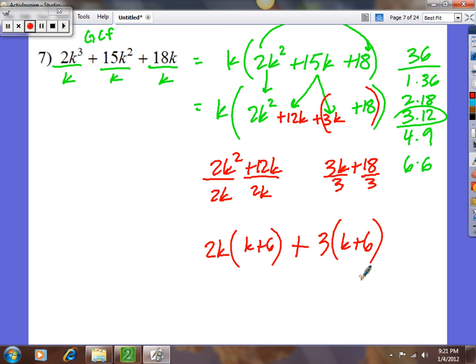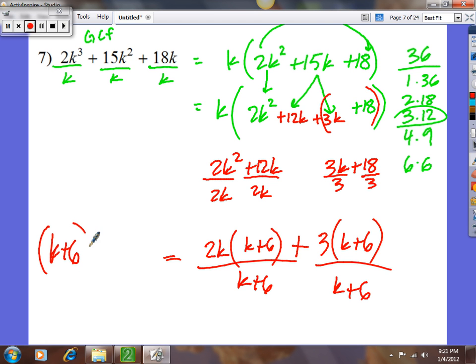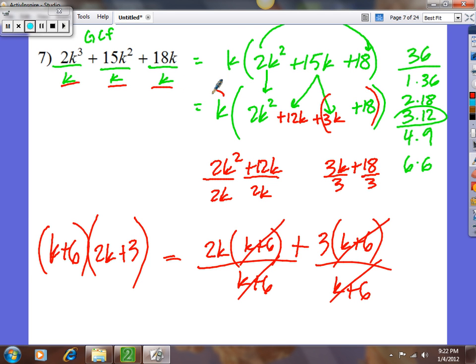Now look at what you've got. You've got one term here and one term here. What do they have in common? What is now the GCF? It's the k plus 6. So if you divide each of these by k plus 6, you can rewrite this as a multiplication problem: k plus 6 times, these cancel and leave you 2k, and these cancel and leave you plus 3. And then the very first thing we did was this k. We divided them all by k. So let's put that k out here in the front, and we'll call it good. That is your answer.